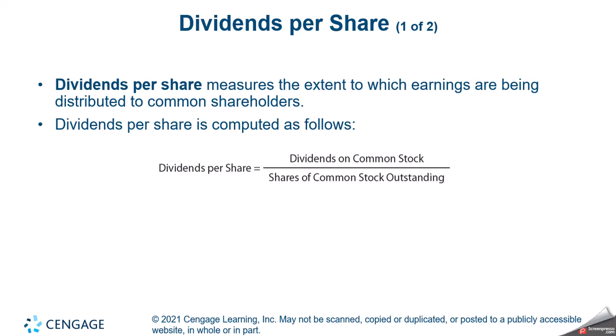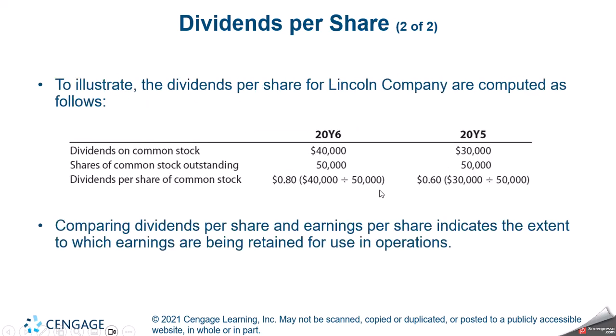And I'll let you look through those. Our dividends per share are the dividends that are paid out divided by the common stock outstanding. Sometimes it is stated in a per share amount, but if it's not, we would take the dividends that they pay divided by the shares of common stock outstanding to get to what that amount is.